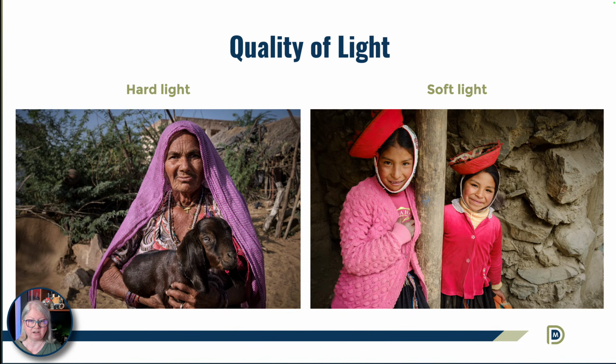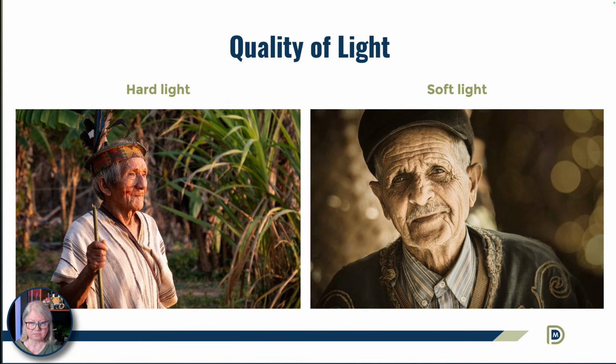And with the soft light, your shadows are still there. They can be just as dark almost, but the line is not as defined, okay? The line of the shadow, you cannot draw an outline where you see the shadow, okay?